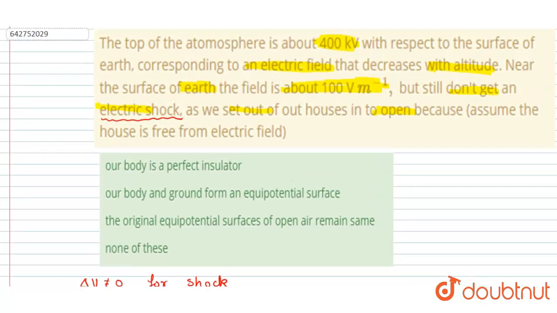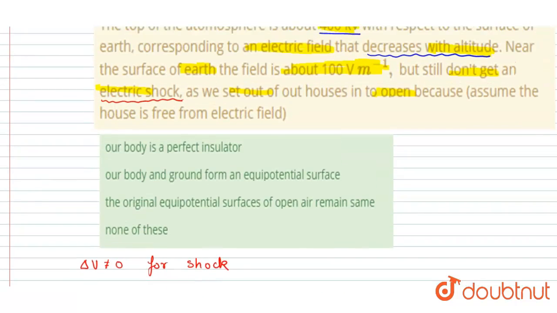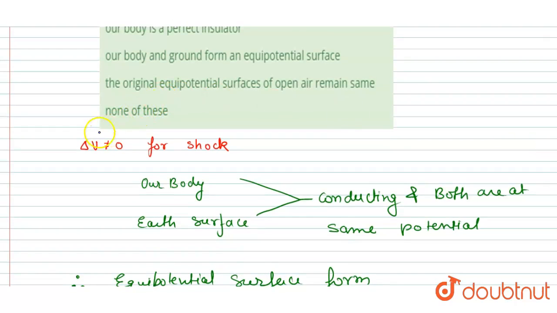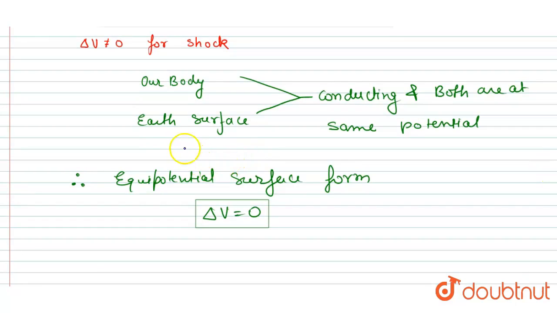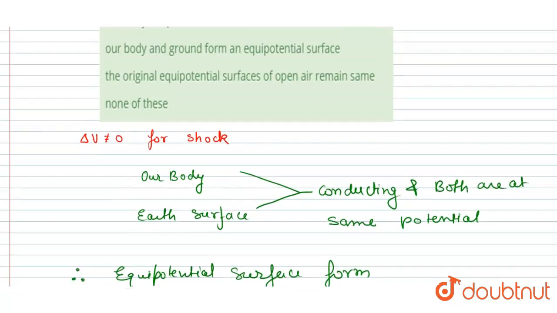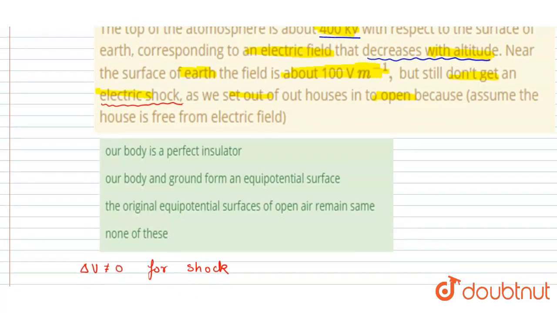So if you see in the question, it is said that the top of the atmosphere is about this much potential with respect to the surface of the earth, corresponding to an electric field that decreases with altitude, right? That's okay, but there is no change in potential if I consider our body and the surface of the earth. Though at the altitude there is some potential, the potential drop across our body and the surface is zero, so there won't be any electric shock received by the person.